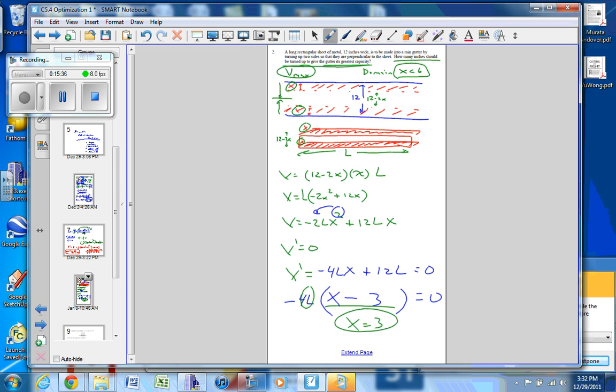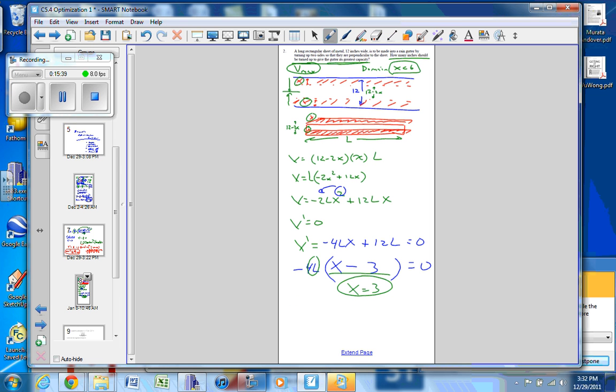Now we need to determine, is that a max or a min? So we say x, V prime, 3, x less than 3, x greater than 3. So when x is greater than 3, if I put a number greater than 3 into here, this will be positive, but negative 4L is going to be negative, so it's negative. Similarly, if we put a number less than 3, this will be negative times a negative will give us a positive. So that implies that it's a maximum.